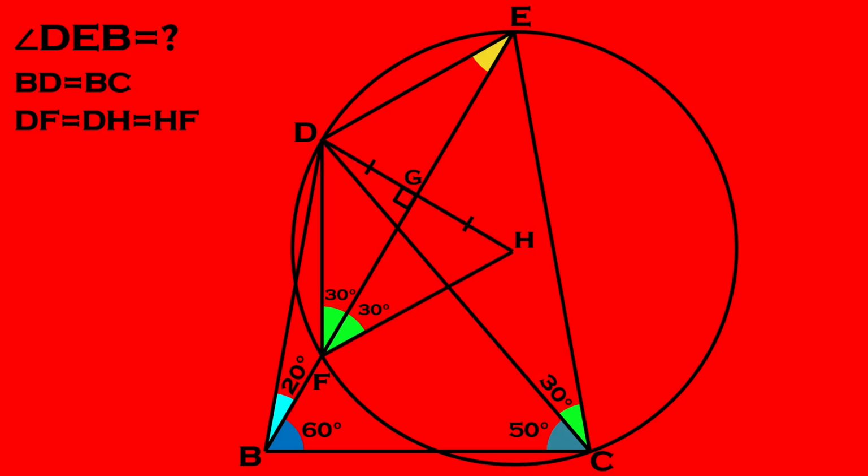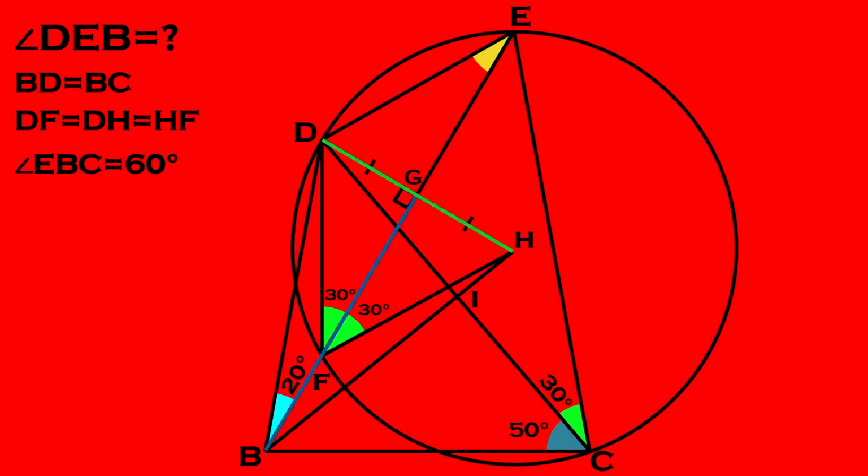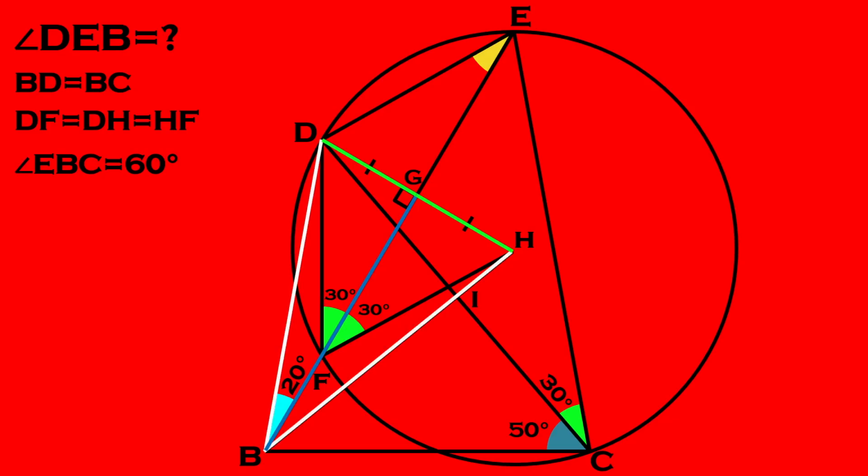Now, we note that the angle EBC is equal to 60 because we will be needing that later. And we form the segment BH, which intersects DC at point I. Now, if we observe, the blue line is a perpendicular bisector to the green line. Therefore, point B will be equidistant from the endpoints of the green line. And because of that, the two white lines will be equal to each other.